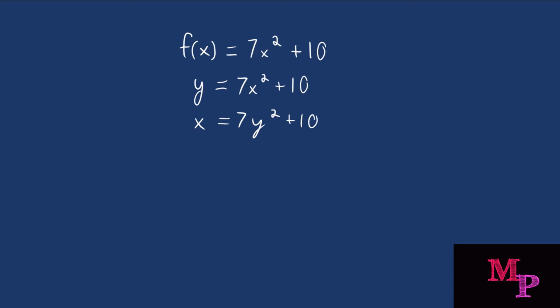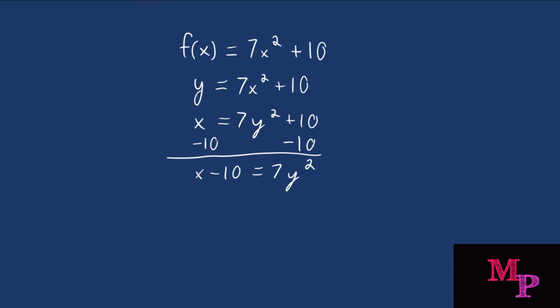So because you're adding 10 to the right side and you're solving for y, you want to go ahead and subtract 10 from both sides. And that will give you x minus 10 is equal to 7y squared.